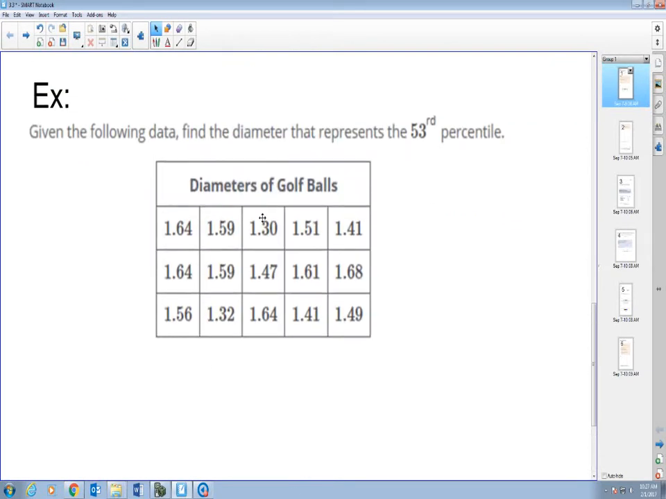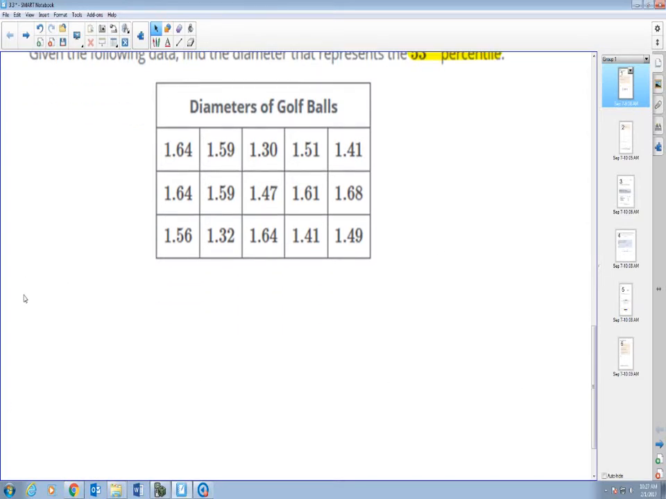So here's my data. Given the following data, find the diameter that represents the 53rd percentile. So I'm looking for what number here is what lies at the 53rd percentile. What I'm going to do right now is list these from smallest to largest. 1.3 is the smallest one. I'm going to try to list from small to large real quick.